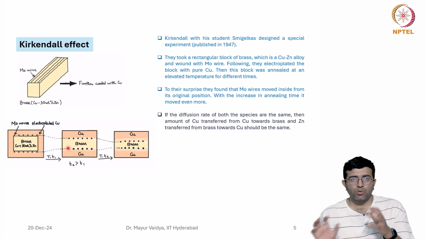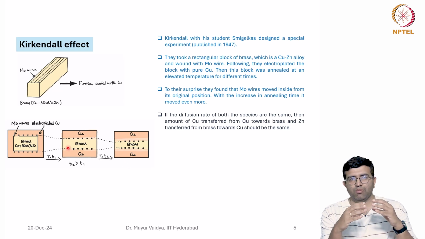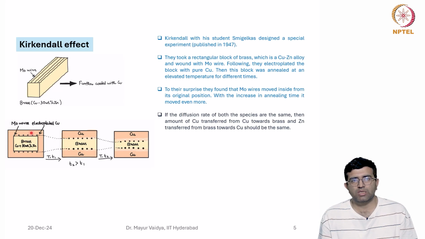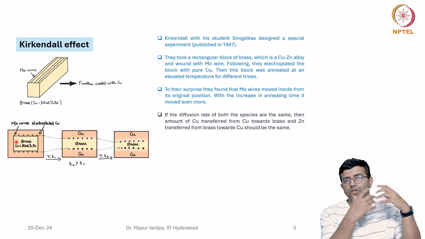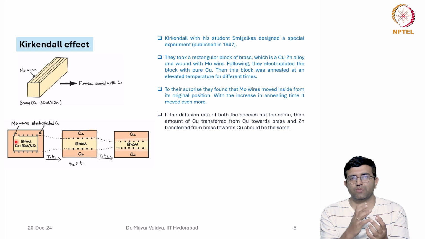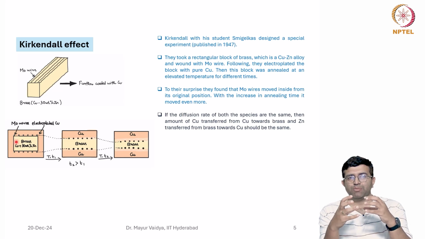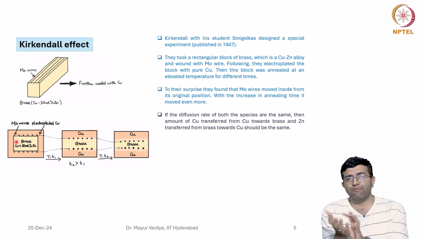Why was it surprising? Because if the diffusion rate of both species were the same, that means if the copper and zinc diffused at the same rate across this marker interface, then you will not see any movement of the marker. And if you remember, when we talked about the atomic mechanisms, we talked about the direct exchange mechanism or the ring mechanism. There, a direct exchange mechanism means that A and B should move at the same rate. Similarly for the ring mechanism.